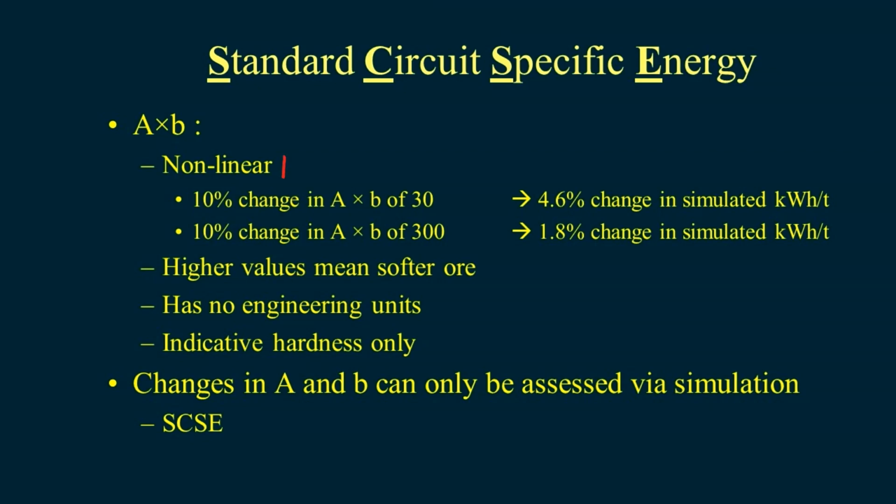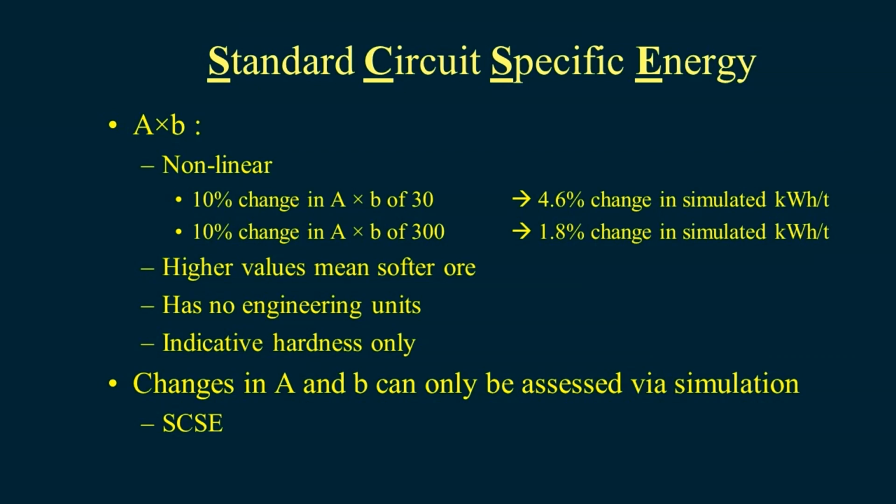It's non-linear, and that's the biggest problem. For example, let's say you had an A times B of your rock of 10, and you had another rock which had an A times B which was 10% different. It doesn't mean that the rock is 10% different in hardness. If you were to run those numbers through JK SimMet, which is what they're meant for, that 10% change equates to a 4.6% change in specific energy. It's almost half. However, if we started with an A times B of 300 and went through the same process, a 10% difference only relates to a 1.8% difference in specific energy. So serious non-linear changes.